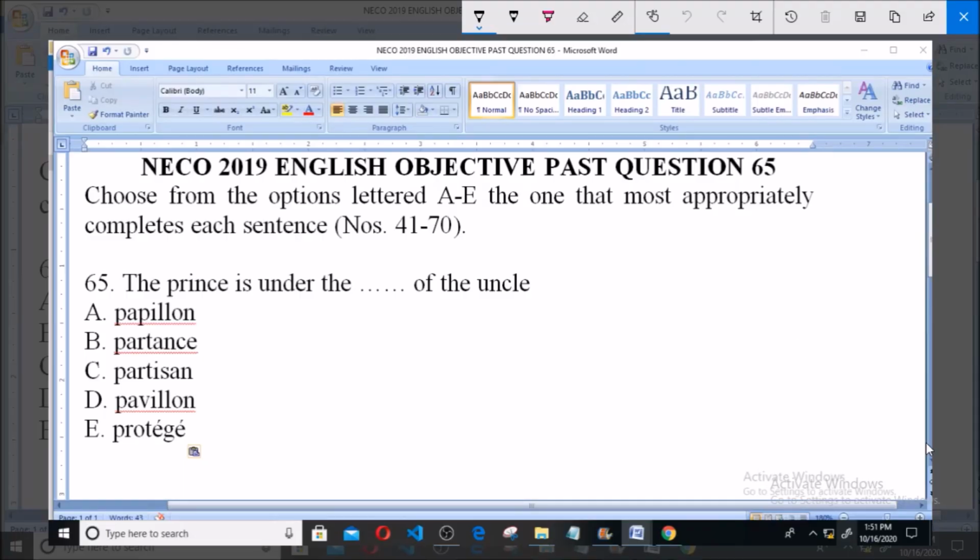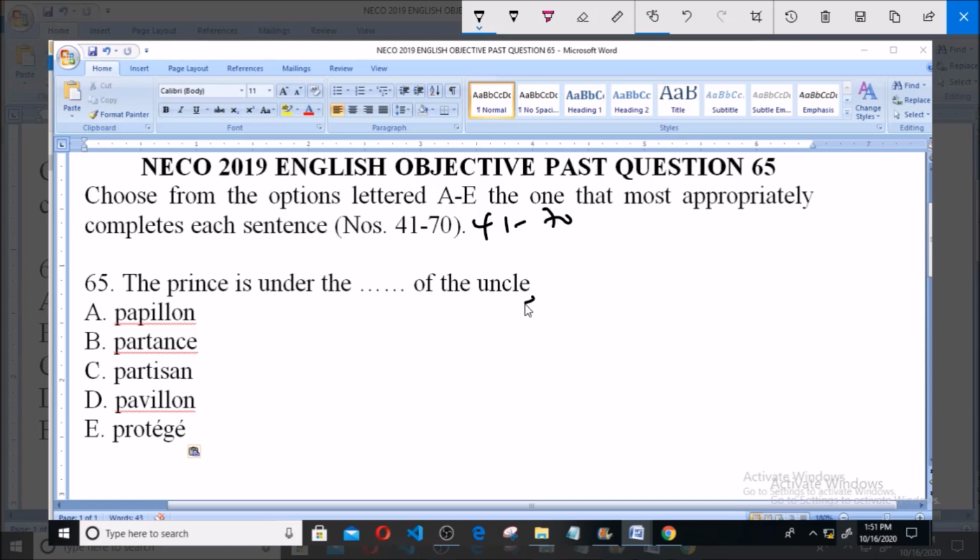Welcome, this is NECO year 2019 English Objective Past Question, question number 65. The instruction here says choose from the options lettered A to E, the one that most appropriately completes each sentence. This instruction is applicable to question number 41 to 70, and here we are considering question number 65.